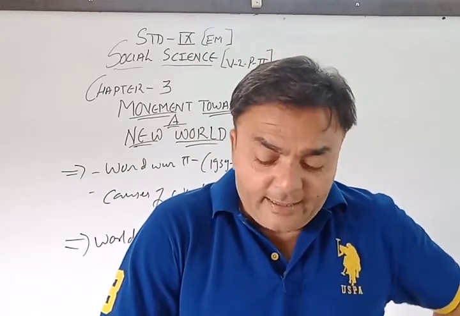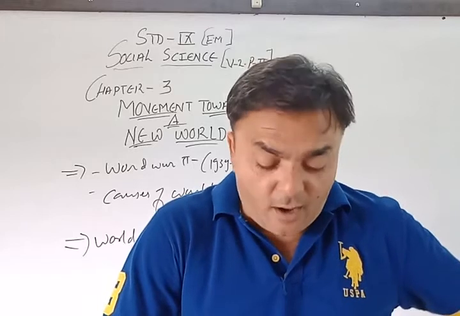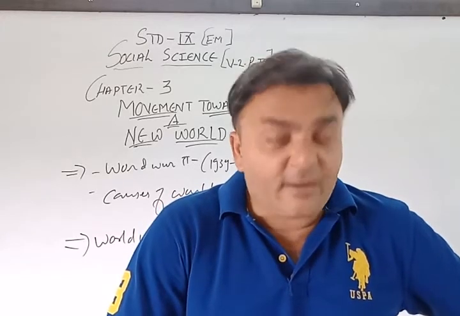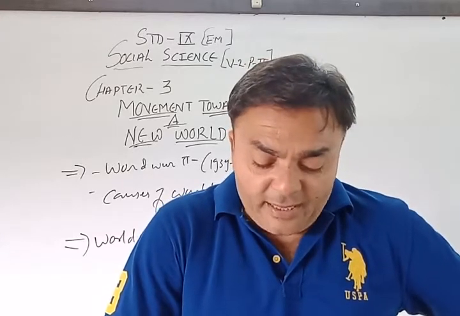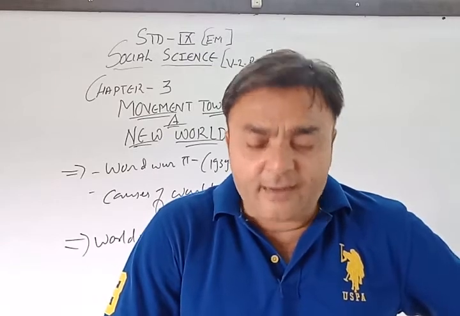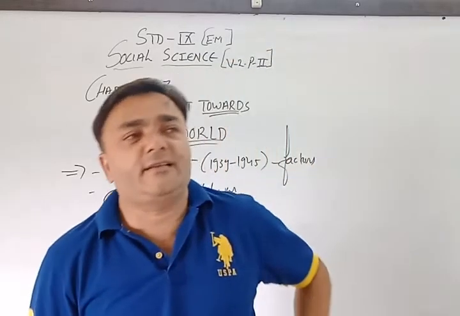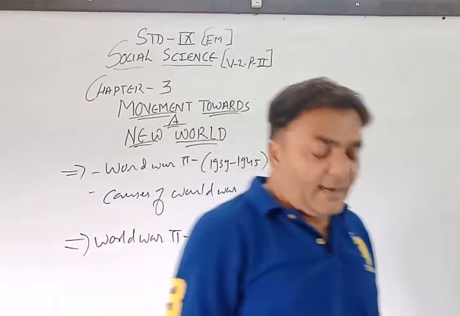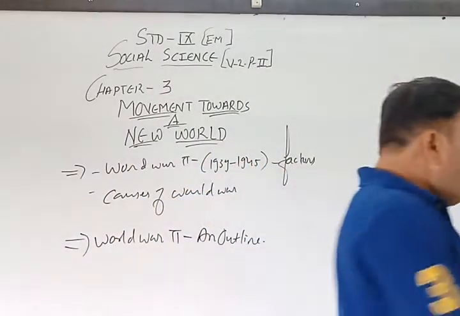The German dictator Adolf Hitler called the Treaty of Versailles a piece of paper and announced that he would reject it.